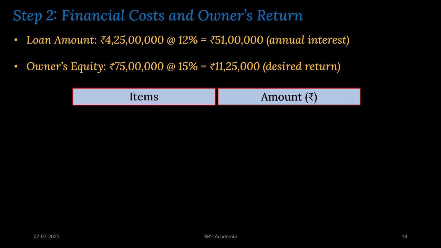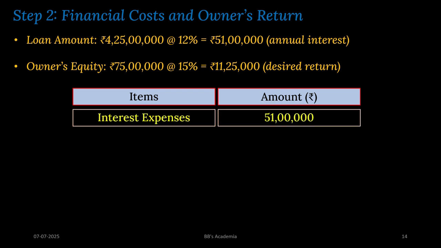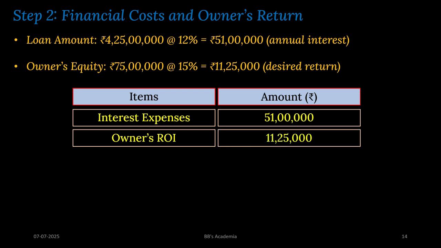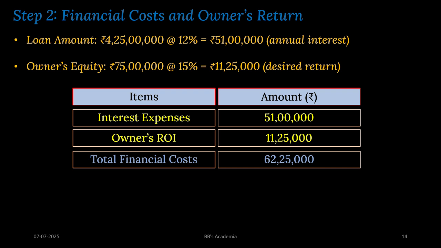So let us see this elaborately. Interest expenses 51 lakhs. Owner's return on investment is 11 lakhs 25,000. Total financial cost or load is 62 lakhs 25,000. Okay. So you have calculated the financial expenses, the interest and the return on investment for the owner.